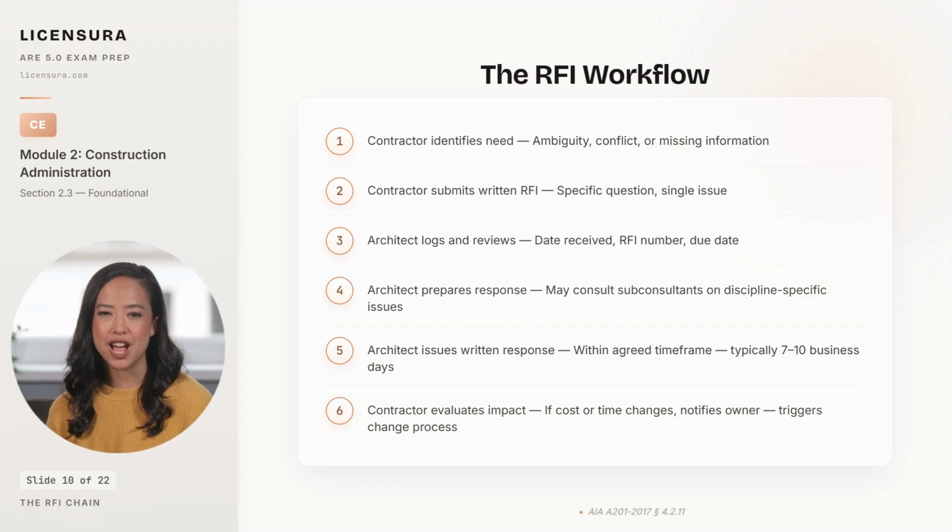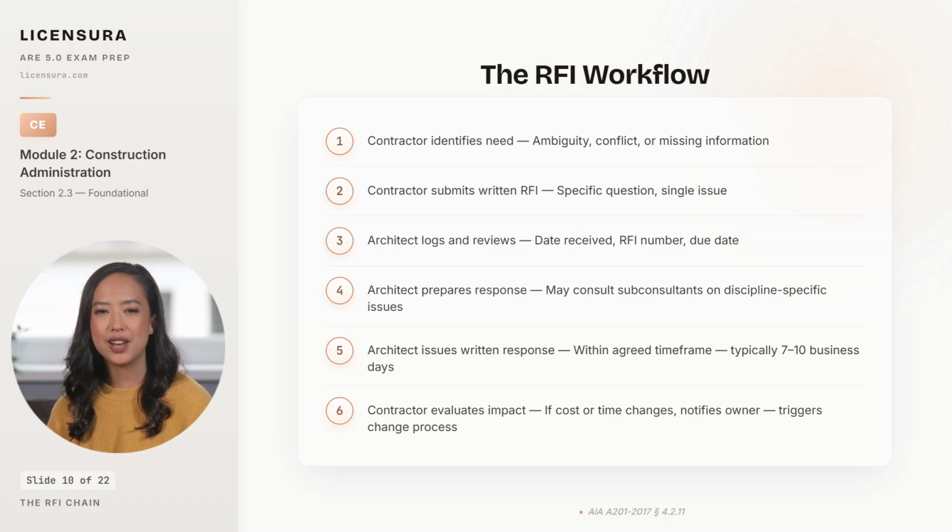Step 4. The architect prepares the response, consulting subconsultants on discipline-specific issues. The MEP engineer answers MEP RFIs, not the architect of record. Step 5. The architect issues the written response within the agreed timeframe, which in most projects is 7 to 10 business days. Step 6. The contractor evaluates the response. If it changes the cost or the time, the contractor notifies the owner and the matter routes into the change order process, not back into another RFI. And Step 7.